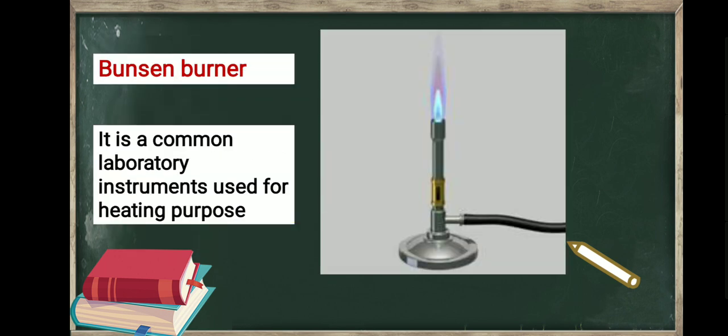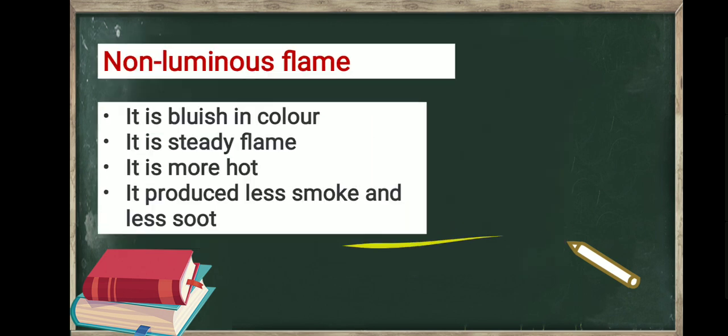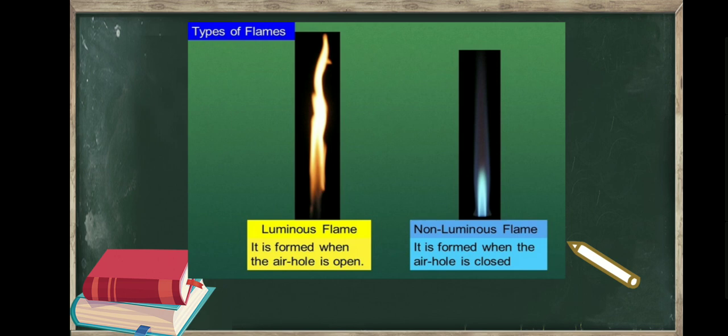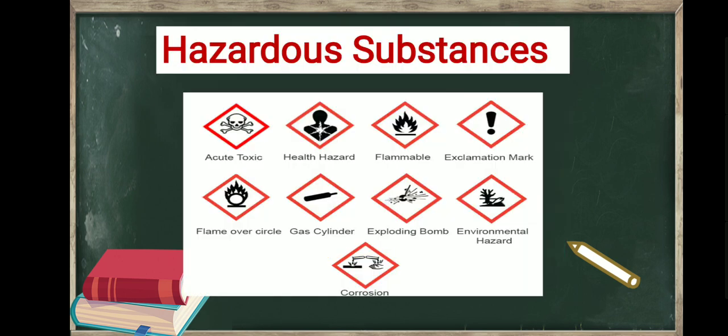On the Bunsen burner you can see that there is a collar. By rotating the collar, you will open or close the air hole. The opening and closing of the air hole tells us which kind of flame will be on a Bunsen burner. When the air hole is open, a luminous flame will be produced, and when the air hole is closed, a non-luminous flame will be produced.